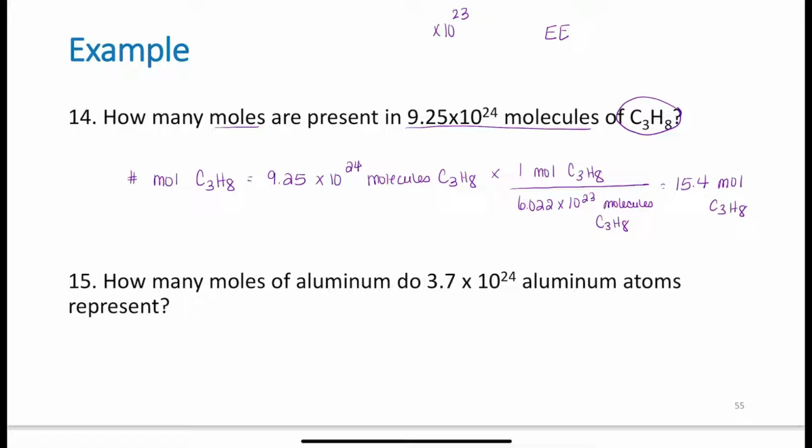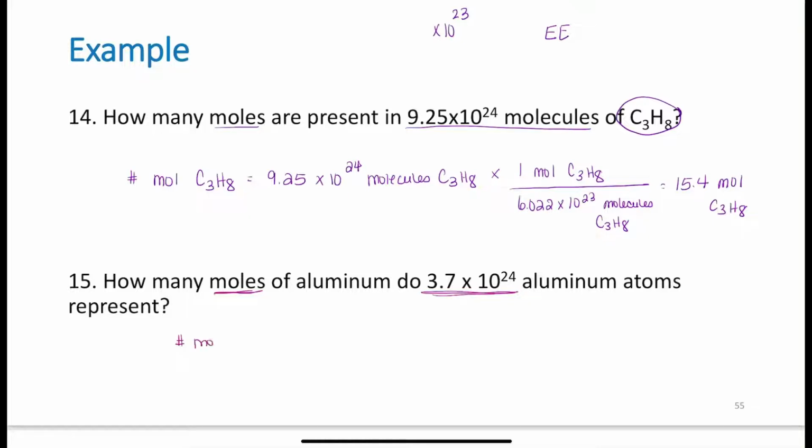How many moles of aluminum does 3.7 times 10 to the 24th aluminum atoms represent? So I want moles, and I'm given number of atoms. Even though it's number of atoms this time instead of number of molecules, it's set up the exact same way because Avogadro's number is just a number. It's a unit for numbers. 1 mole of anything contains 6.022 times 10 to the 23rd of that thing.